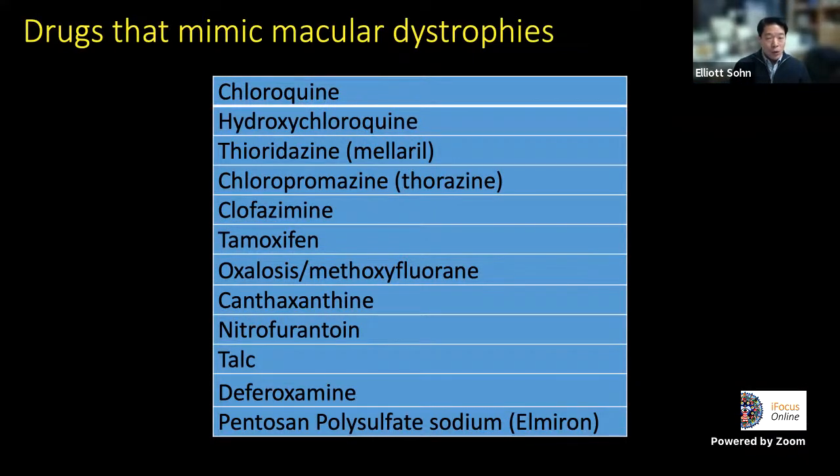Now, there are other things that look like macular dystrophies, but are not. Certainly drugs can cause a bilateral and symmetric appearance in the fundus, especially the macula, that actually simulates it. There are a number of medicines on here. All of them can do it. The latest one would be Elmiron, pentosan polysulfate sodium, which is used to treat bladder pain syndrome, interstitial cystitis.